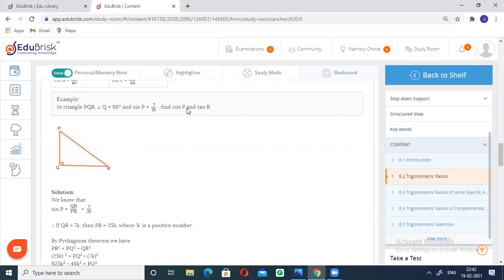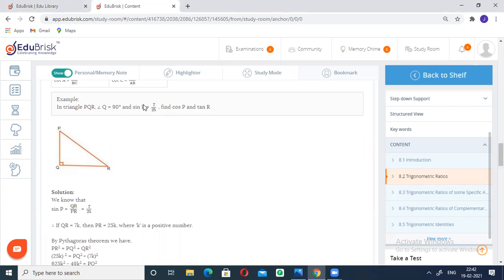But the only one thing is, once you know this sine P, then you will be able to write the 3 sides of the triangle. And after getting the sides of the triangle, you will be able to write any trigonometric ratio, because sine of an angle is opposite side divided by hypotenuse, cos of an angle is the adjacent side divided by hypotenuse, and tan is sine theta by cos theta.